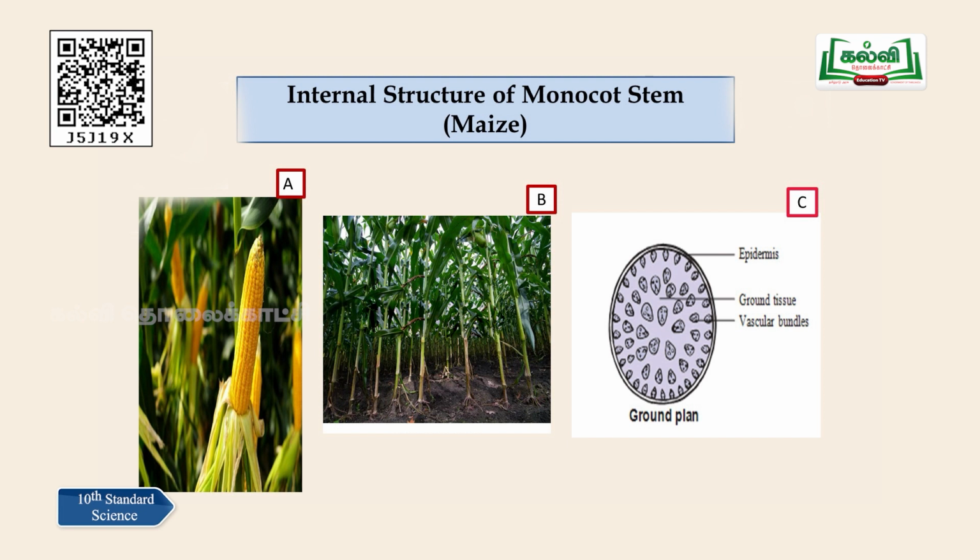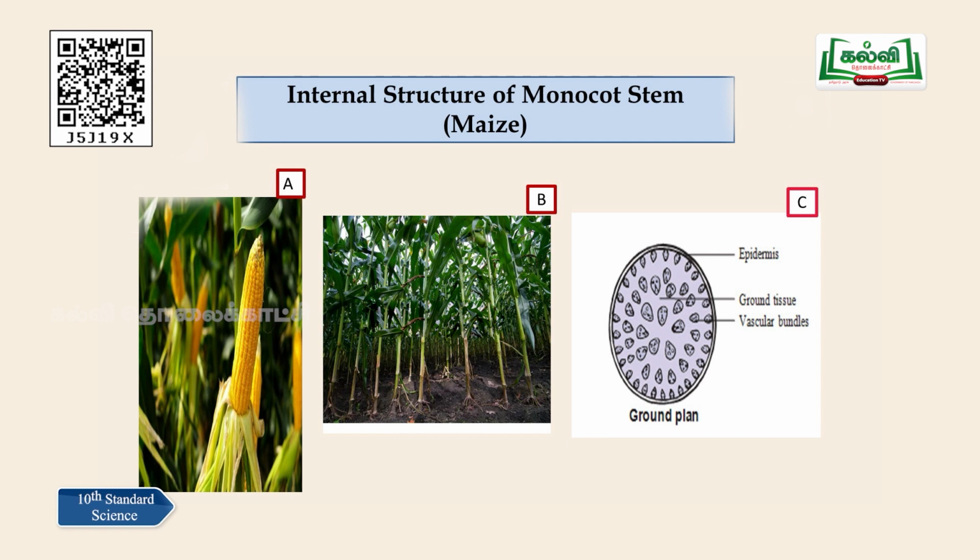We eat maize happily, but have you ever thought what is inside it? Yes, the stem part of it shows various kinds of cells. Now, you can see in the picture the stem of maize. We are cross sectioning it, CS of stem. The ground plan is in figure C. So, you can see the epidermis, the ground tissue, and the vascular bundle.